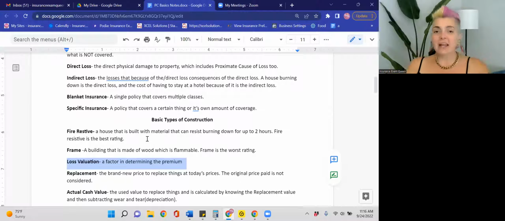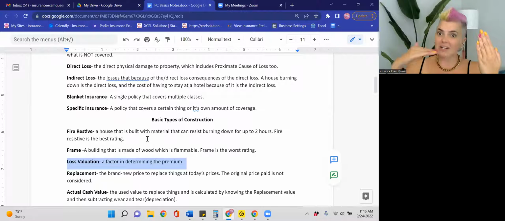Because when you buy a TV, you take it out of the box, you touch it, you use it, it loses value. Even if you go to buy a brand new car, if I go to buy a car, the replacement price of that car is the brand new value of that car.